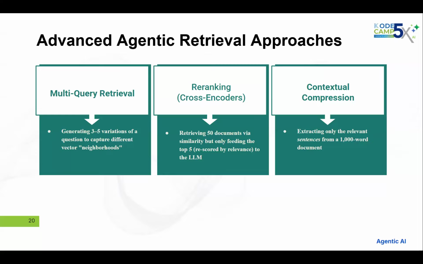The third one will be contextual compression, where instead of retrieving the entire document, the agent retrieves only the relevant information from those documents. Let's say from an entire 1,000 word document, for example, it retrieves only a few sentences, the few sentences that have the most relevance to the user prompt. Any question? Okay, we'll move ahead.